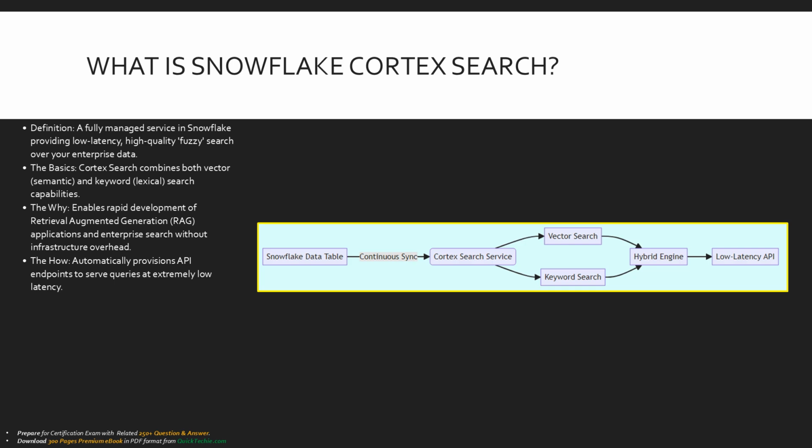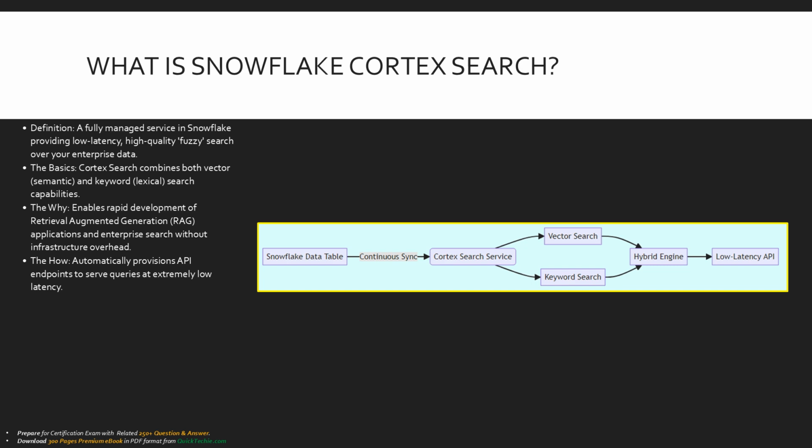Why is this a game changer? Historically, building a search engine required you to extract data, manage complex embedding pipelines, and maintain standalone infrastructure. Cortex Search eliminates all of that. By automating the heavy lifting, you can focus purely on building next-generation retrieval augmented generation, or RAG, applications and highly responsive enterprise search bars directly on top of your single source of truth.